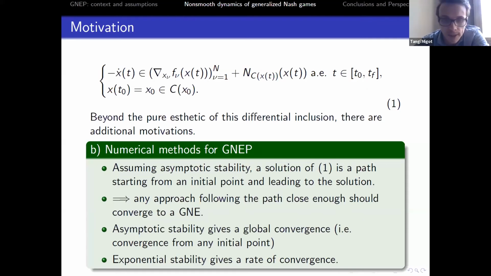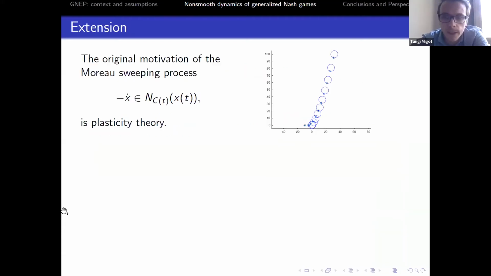If you have asymptotic stability, as I said before, it will give you a global convergence in the sense that it will converge from any initial point. And then if you have local stability, it's going to be a locally convergent method. And you can even say additional things, like if you have exponential stability, it's going to give you a rate of convergence, for instance. Okay, so that's, I believe, a very interesting point of view, which goes to the main idea of what a numerical method is. And that's completely different from the initial motivation to study these systems.